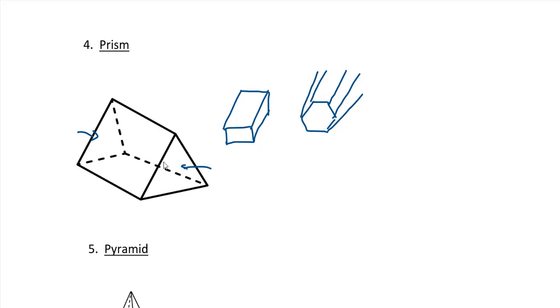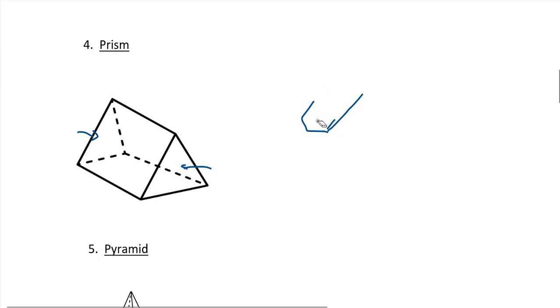So depending upon the shape of the base, we can define different types of prism. This is a triangular prism, this is a rectangular prism, this is a hexagonal prism. Let us now understand how to calculate the surface areas of the prism. We'll consider a triangular prism for our understanding.